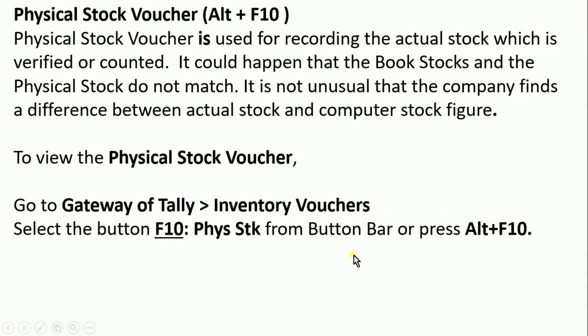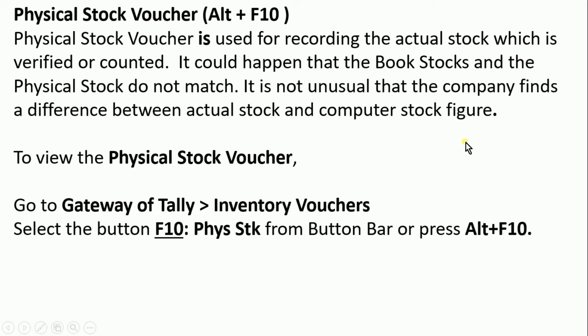Then the physical stock voucher, Alt plus F10. The physical stock voucher is used for recording the actual stock which is verified or counted. It could happen that the book stocks and the physical stock do not match. It is not unusual that the company finds a difference between actual stock and computer stock figure. And for that purpose, the physical stock voucher is used.